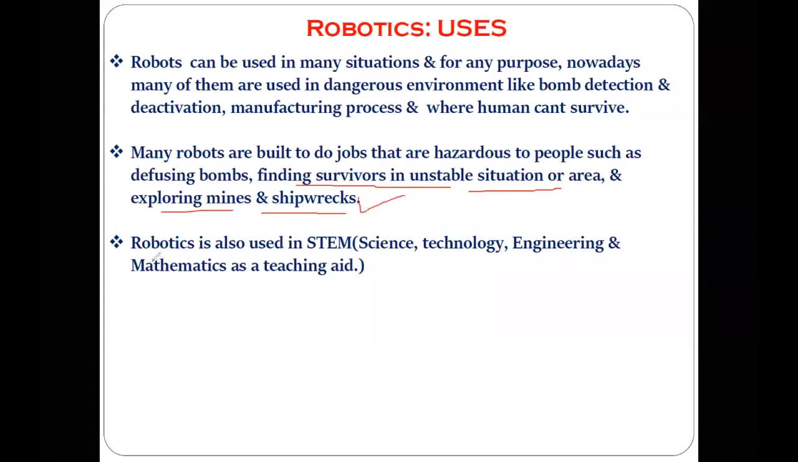So from this what we can say is that robots are also used in other fields, like STEM. STEM stands for science, technology, engineering and mathematics; the robot can be utilized in it as a teaching aid. Teaching aid means what? Nowadays, just like a teacher, robots are also available in the market which can teach the students. Understood?